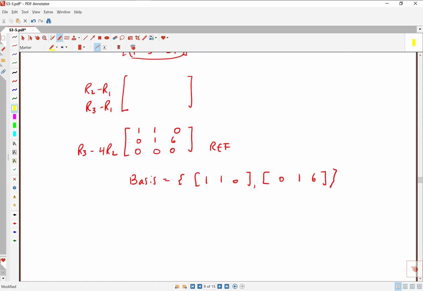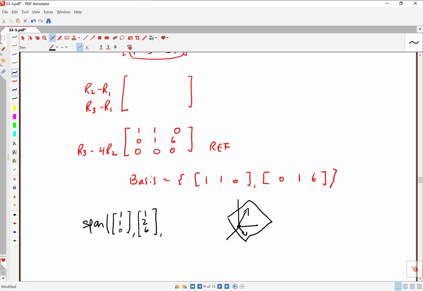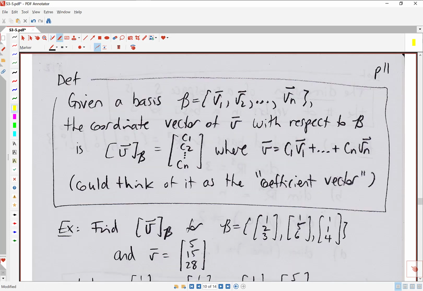So we could even draw a picture just to make this geometric. So 1, 1, 0 looks like that. 0, 1, 6 looks maybe something like that. So we're getting this specific plane in space. And our original question was the span of 1, 1, 0, 1, 2, 6, 1, 5, 24. So if you take linear combinations of all of these vectors, what you get is specifically this plane. So now let's move on to a new definition.